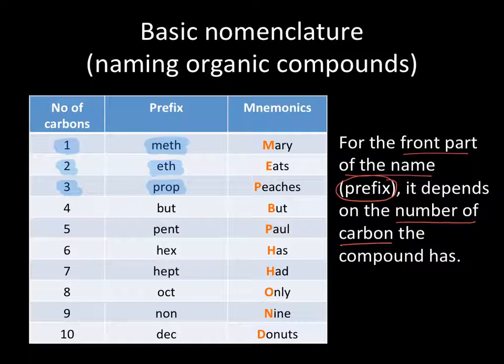And if you look at the third column, I have given you a mnemonic to help you remember the front part. If you would like to, you can craft your own mnemonics to help you remember. The mnemonics here are just to help you remember how the front part of the naming depends on the number of carbons. Now let's look at some examples.